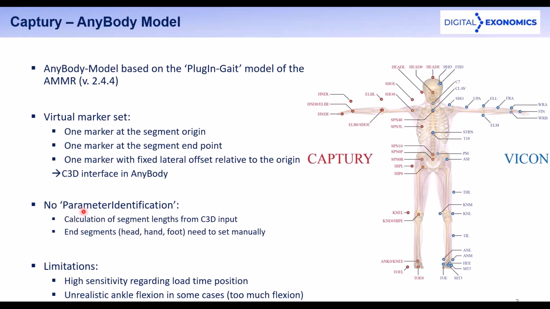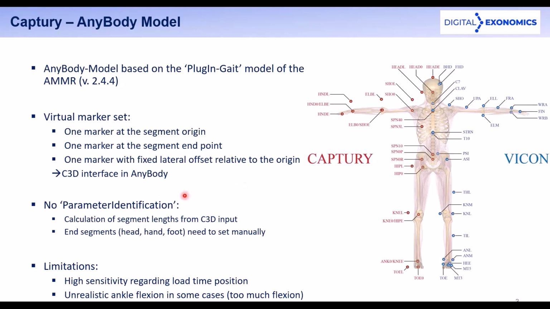Another difference is that we don't do any parameter identification. Usually, when you do marker-based motion capture and then the simulation in AnyBody, you would do a parameter identification first, where you optimize your marker placement and segment dimensions. However, for the Captury model, since these virtual markers are always placed at the same positions, we don't need to optimize marker positions any further. And since these markers also define segment dimensions, we don't need to optimize these either.